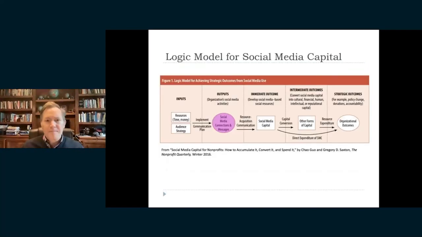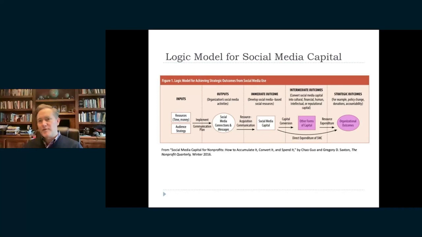So what do we got next? We've looked at social media capital, what it means. And now we can look at what you get out of it. This is relatively simple as well. We have a couple of paths, in other words, for either converting or using this social media capital that you've accumulated.